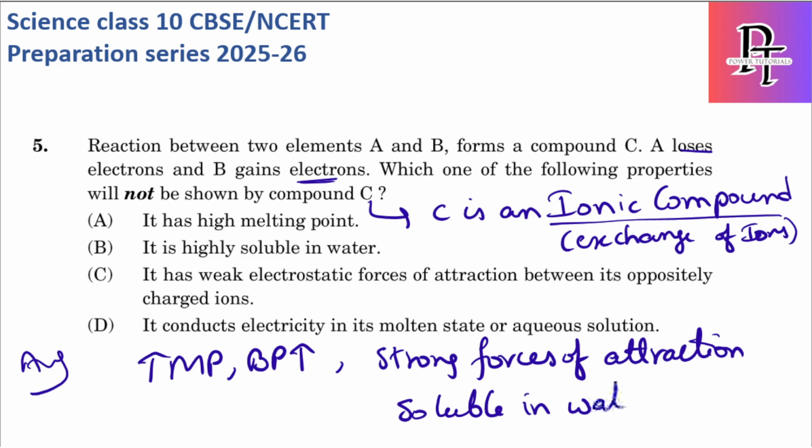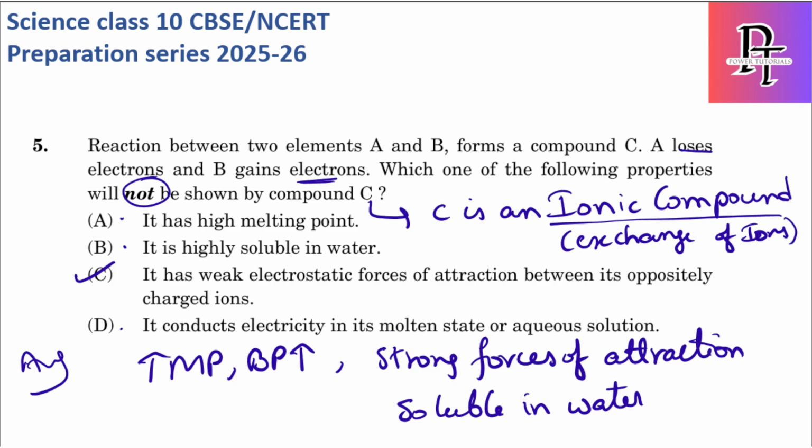Let's see the options and eliminate the "not" they have clearly mentioned. High melting point, this is true. Highly soluble in water is true. Weak electrostatic forces, this is false, but they're asking "not", so C is the right answer. Conducts electricity in molten state, this is also true.